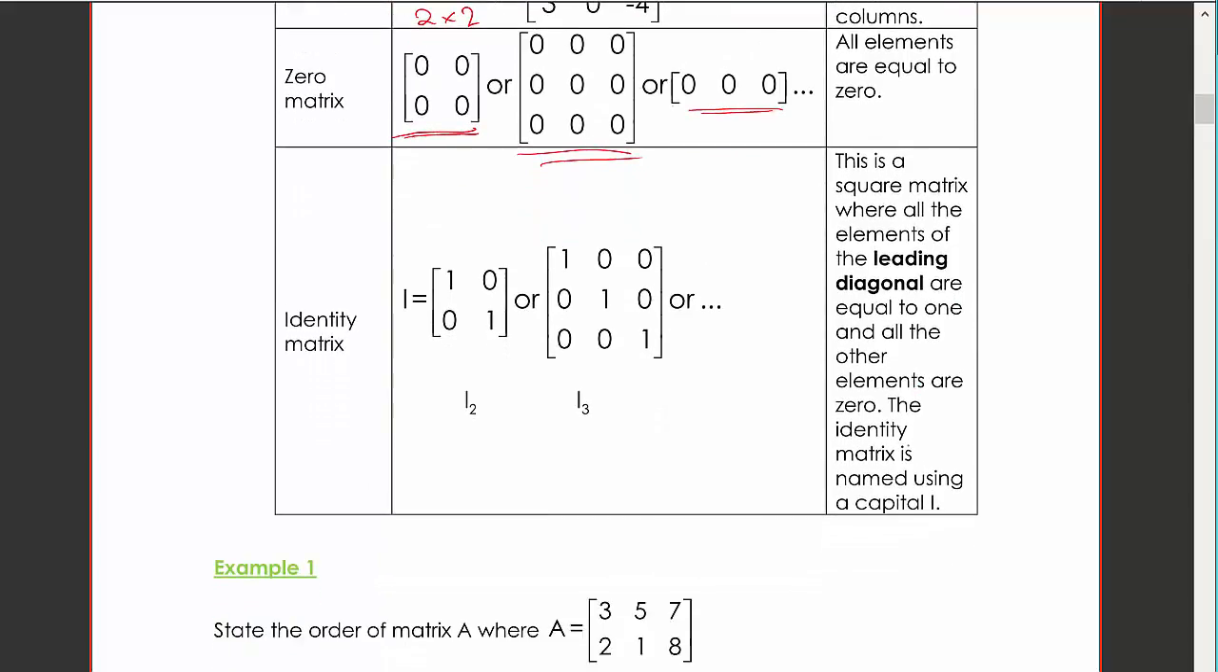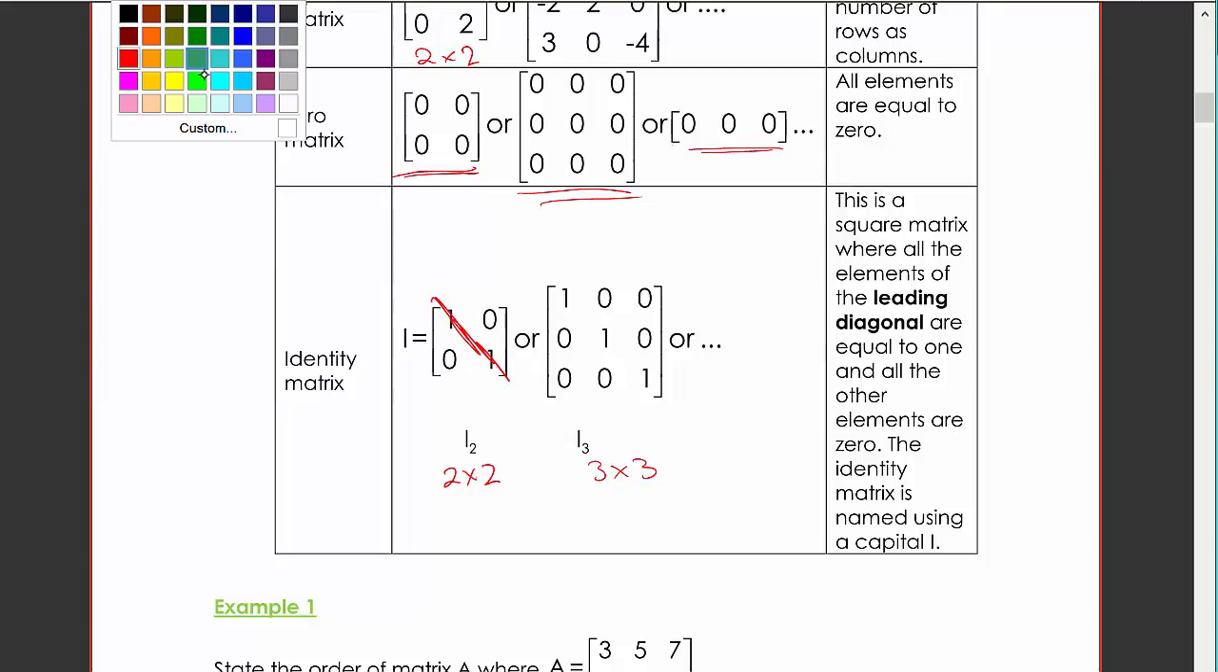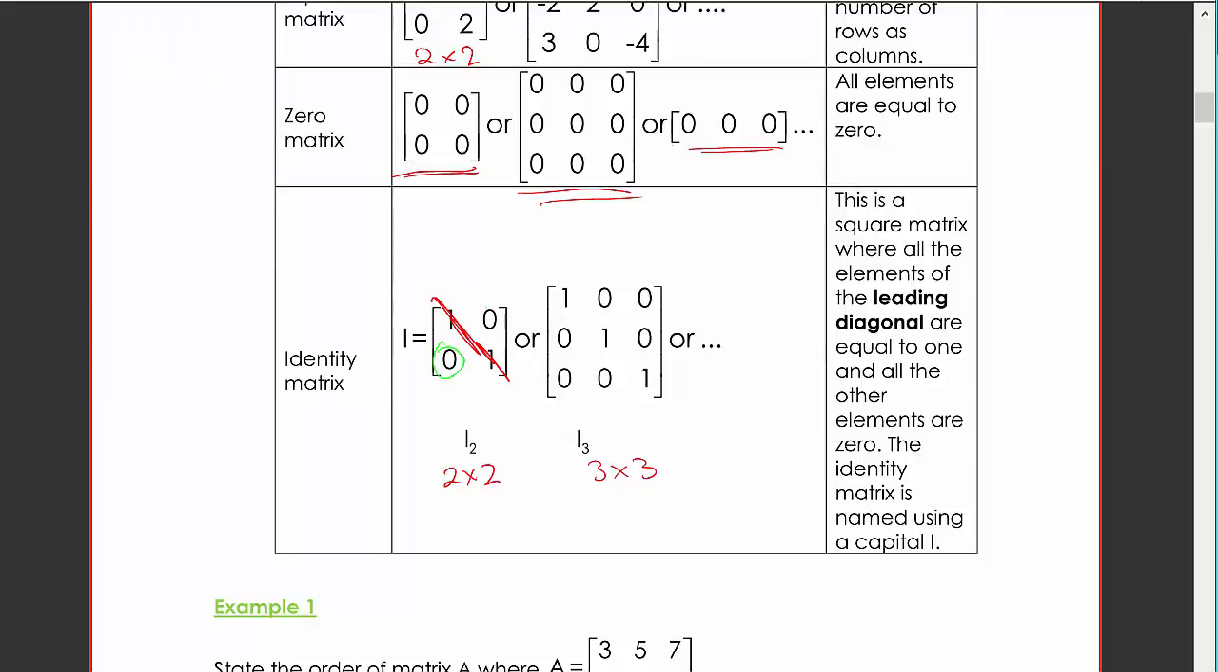Identity matrices are always square. So this one's called I2 because it's the 2 by 2 identity. And this one's I3, which is the 3 by 3 identity. And identities always have 1s on what's called the leading diagonal, the diagonal that goes that way. And they have zeros literally everywhere else. So we can see in this one, we've got zeros everywhere except on that leading diagonal. Okay, remember which way the leading diagonal goes.